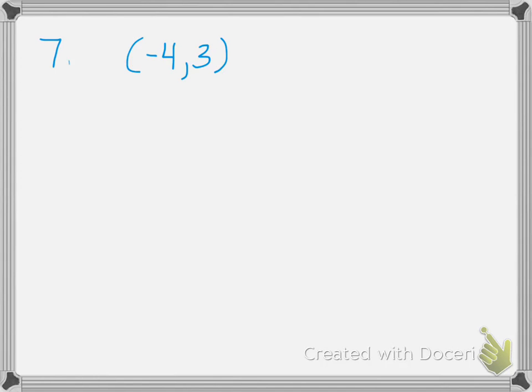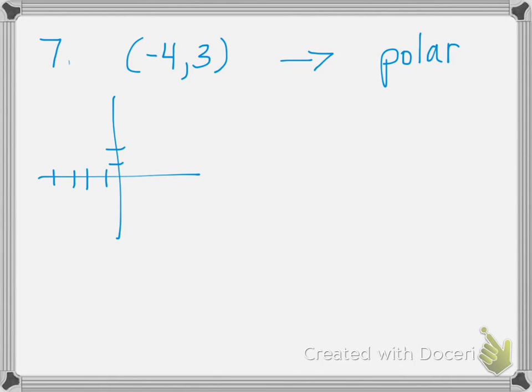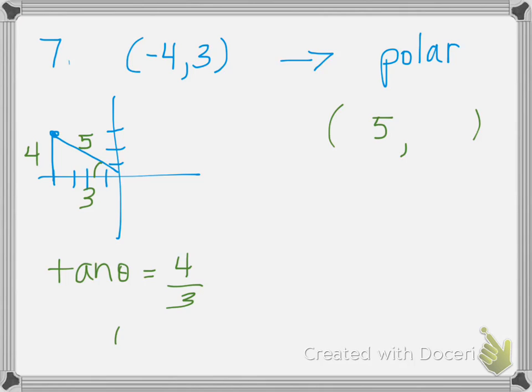Negative 4, 3. We're trying to go to polar again. So there's our point. First thing I need to know is what's that radius. So I could do the Pythagorean theorem, get 5. So I'm going to have 5 comma something. Then I need to know that angle. This isn't a special angle, so I could do tangent of the angle equals 4/3, and then do the inverse.